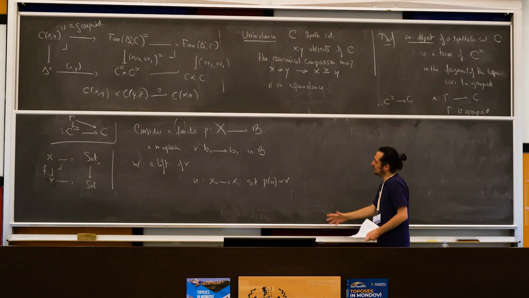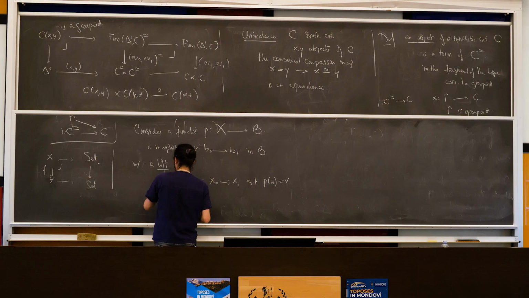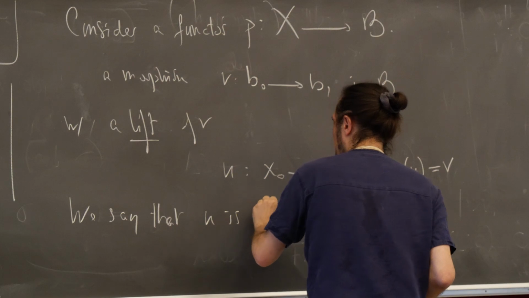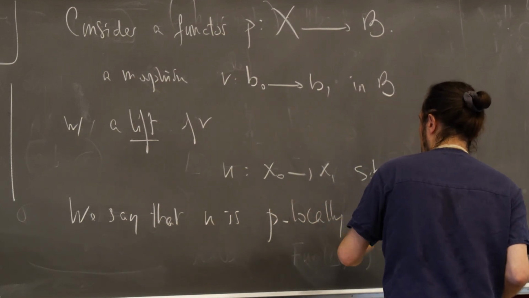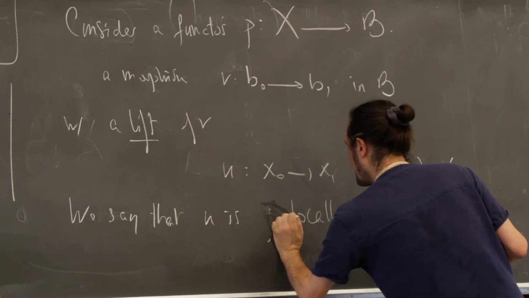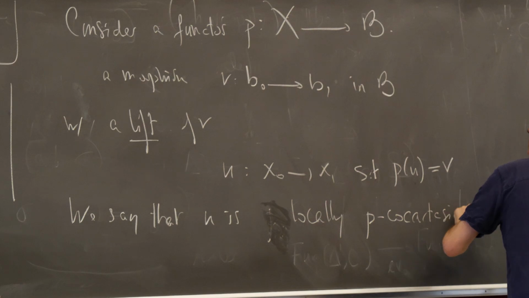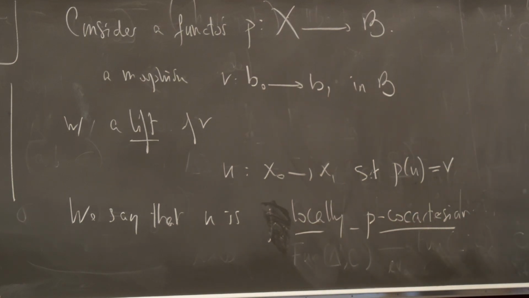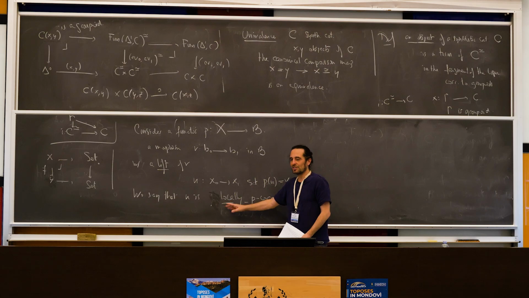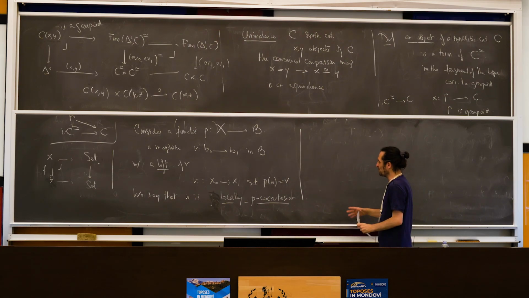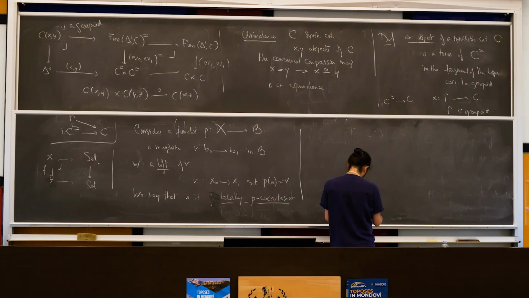Okay. Then this is what lifts are. And we say that U is P locally, or locally P co-Cartesian. I mean, in SGA1 they are simply called co-Cartesian without the adverb locally, but in modern times, if you want to define co-Cartesian fibration as opposed to locally co-Cartesian fibrations, it's better to distinguish a little bit.